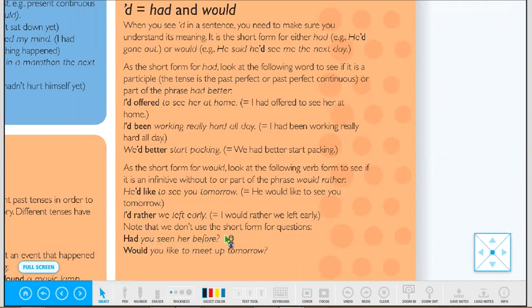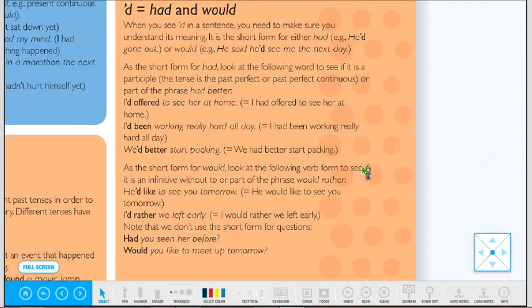Had you seen her before? Would you like to meet up tomorrow? You see, for questions it is different. Okay, because we start with those words. We don't use the contractions to start a question. No, it's not something that you say like "you seen her before?" That wouldn't make sense. People would just laugh at you.